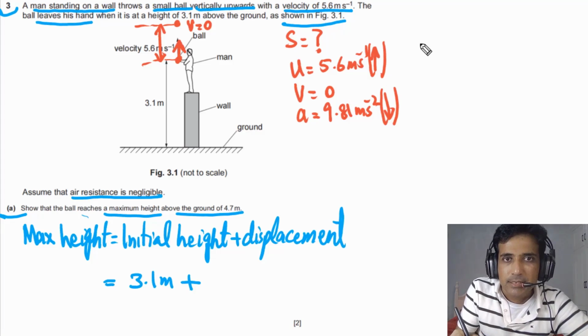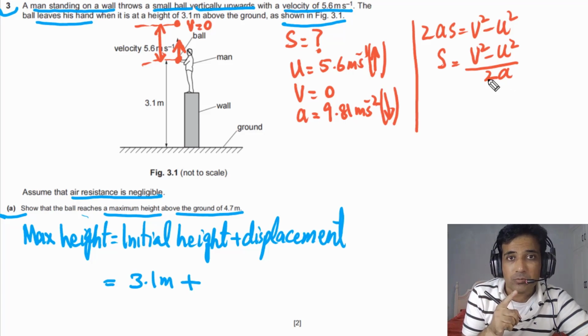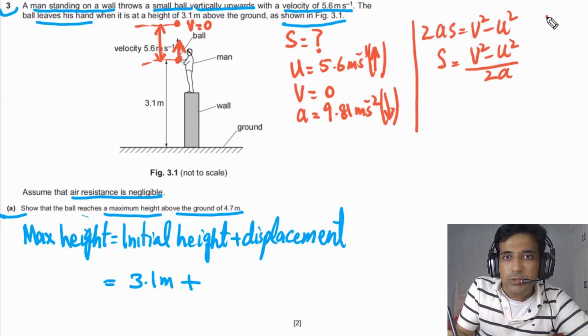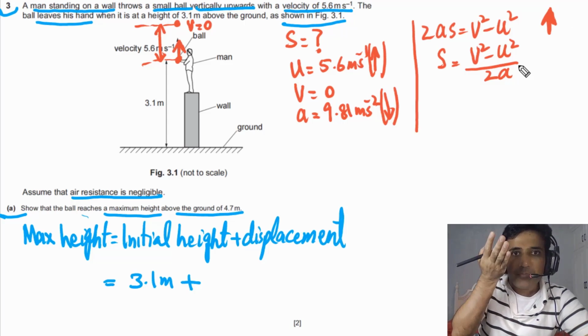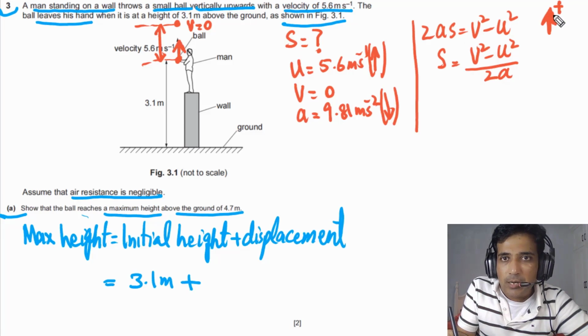We need to find s, so simply we can use kinematic equations now. In this case, we can use 2as equal to v squared minus u squared. We need to find s, so we can rearrange this: s is equal to (v squared minus u squared) divided by 2a. Now we need to take a direction. One direction we have to take positive. So in this case, we will take up as positive, because the direction of initial velocity is up and the displacement is also up. If you take up as positive, your answer will be positive. If you take down as positive, your answer will be negative. So in this case, we will take up as positive.